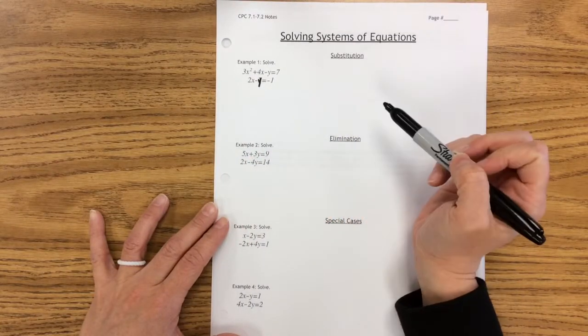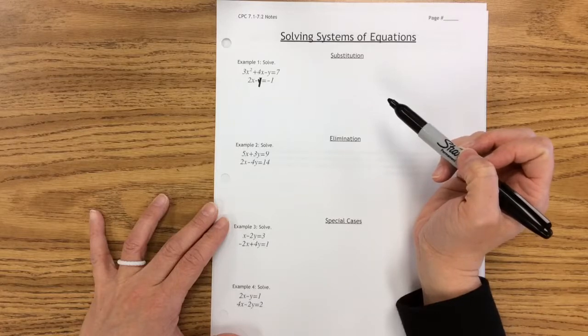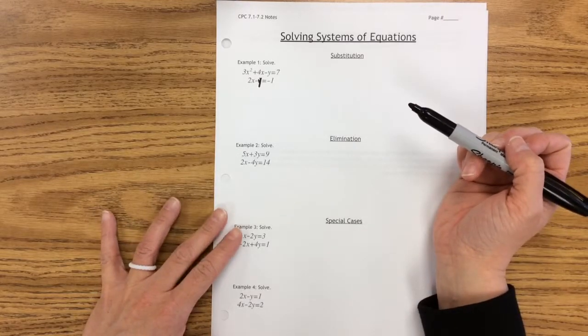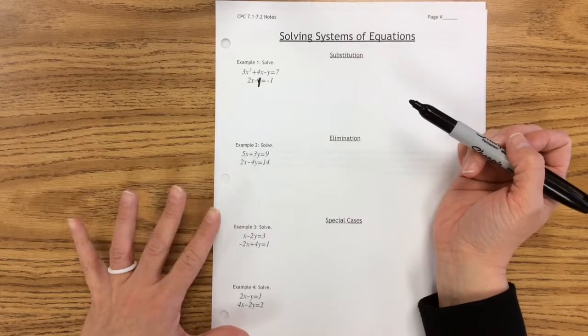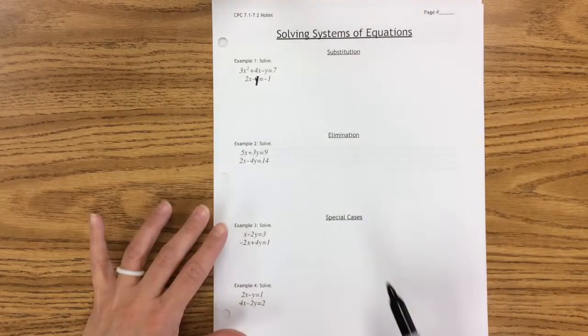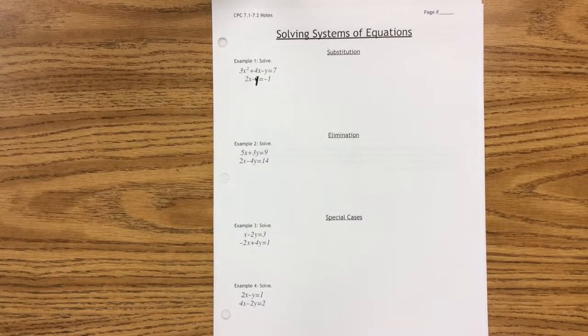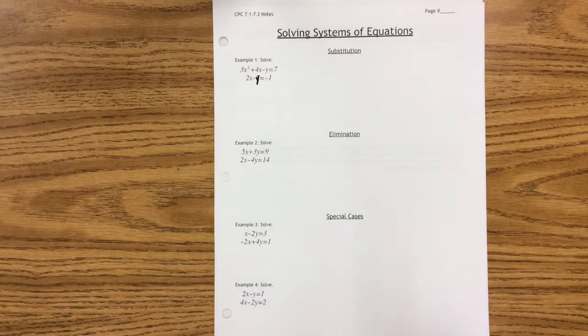So there we have a parabola with a line. We may end up with two intersection points. We may end up with no intersection points. It just kind of depends on where the parabola is and where the line is. We could have 0, 1, or 2. Just depends. So we'll solve it and see. The first one I'm going to solve by substitution just to show you an example of that. The second one I'll solve by elimination to show you an example of that.